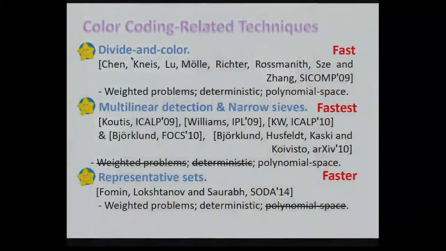And in the past decade, 3 techniques improved upon color coding. First, divide and color allows to develop deterministic algorithms for weighted problems that are better than those based on color coding. Recently, powerful computation and representative sets allows developing faster such algorithms. The fastest algorithms, however, are based on narrow sieves, but they are randomized and are not well suited to handle weights.